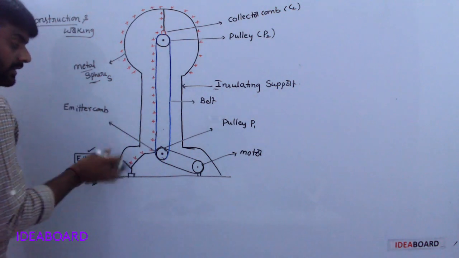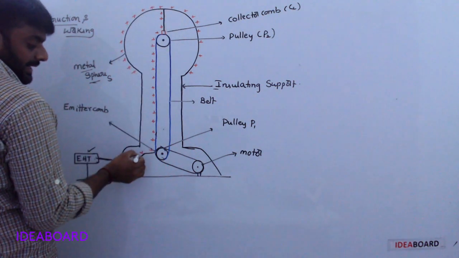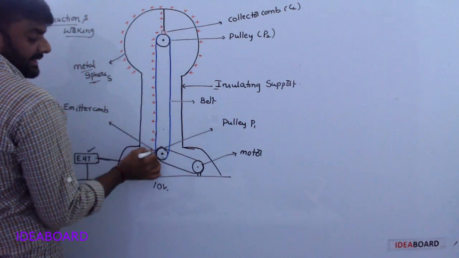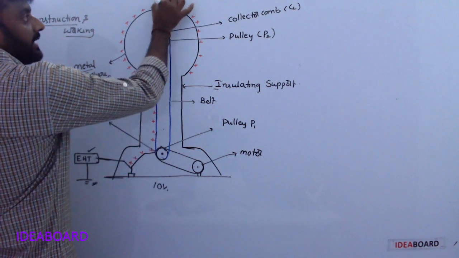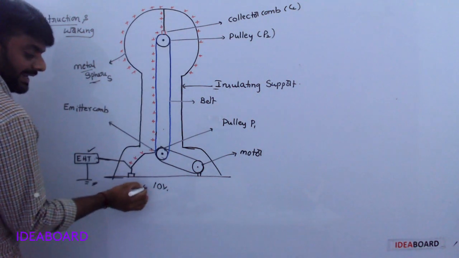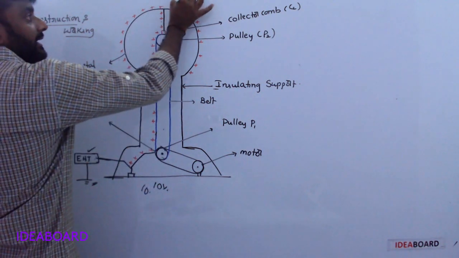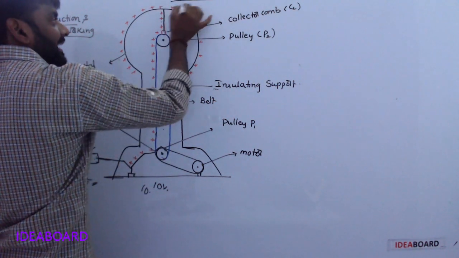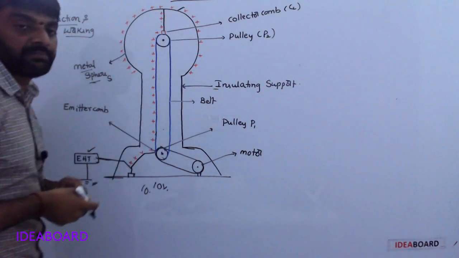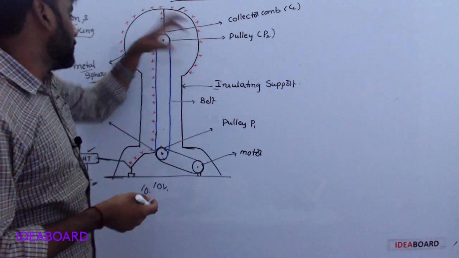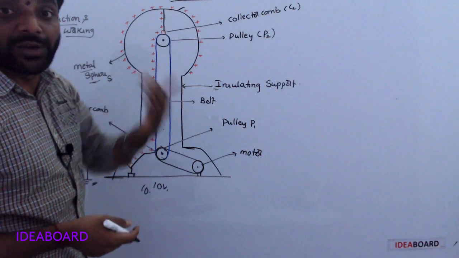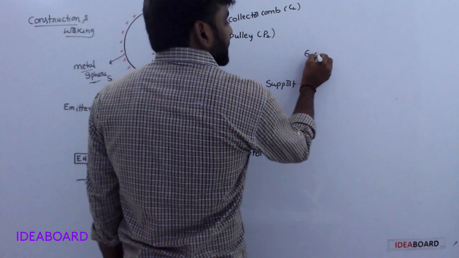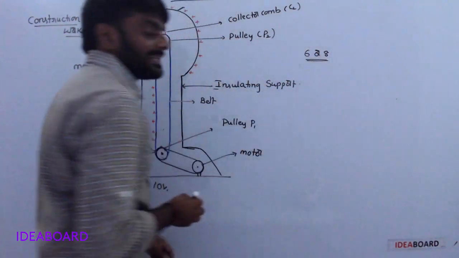See, first of all it takes 10 volts, and that 10 volts is transferred to the outer sphere. Again it takes 10 and transfers it. Again it takes 10. That means the potential of the outer metal sphere gradually increases. It attains a maximum of millions, 6 or 8 million volts.